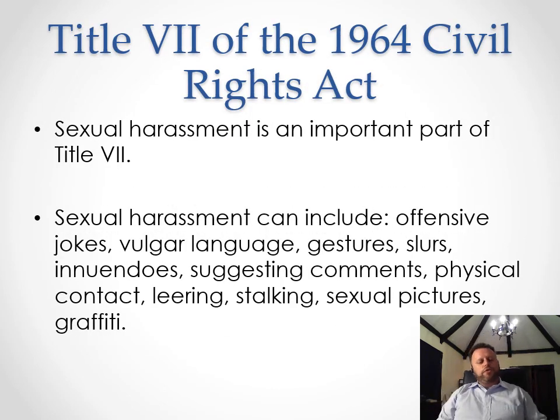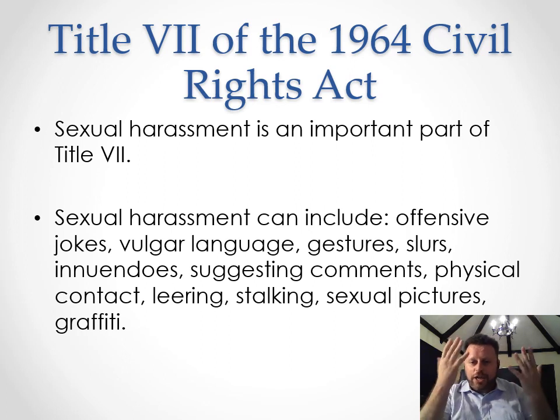So Title VII was the first law that really talked about sexual harassment, because you can't discriminate against gender. You can't discriminate against anything, pretty much, in Title VII. So that was where this idea of sexual harassment first came out. And that includes making bad jokes, vulgar language, gestures, that means hand gestures, slurs, using bad words, innuendos, which means using a word that doesn't mean anything sexual but kind of sounds sexual.